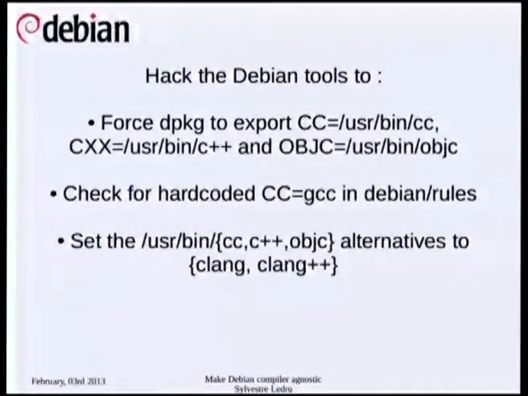So we had to hack some Debian tools. First we hacked dpkg to export some variables. Instead of hard coding the version of the compiler, we propose to use /usr/bin/cc, /usr/bin/c++, and /usr/bin/objc. They are already set up in Debian. They are already handled by Autotools and CMake. So we are proposing to use these instead of hard coding the direct usage of GCC or G++.